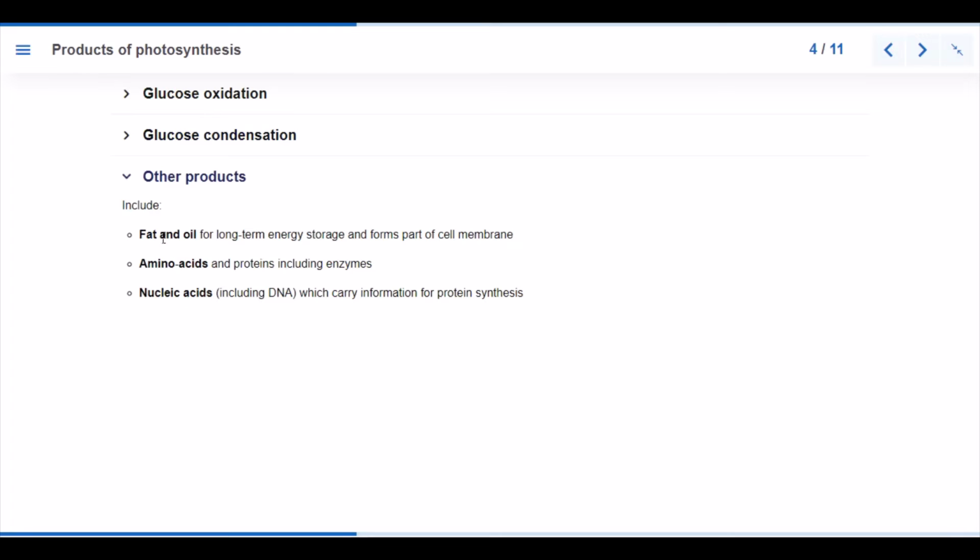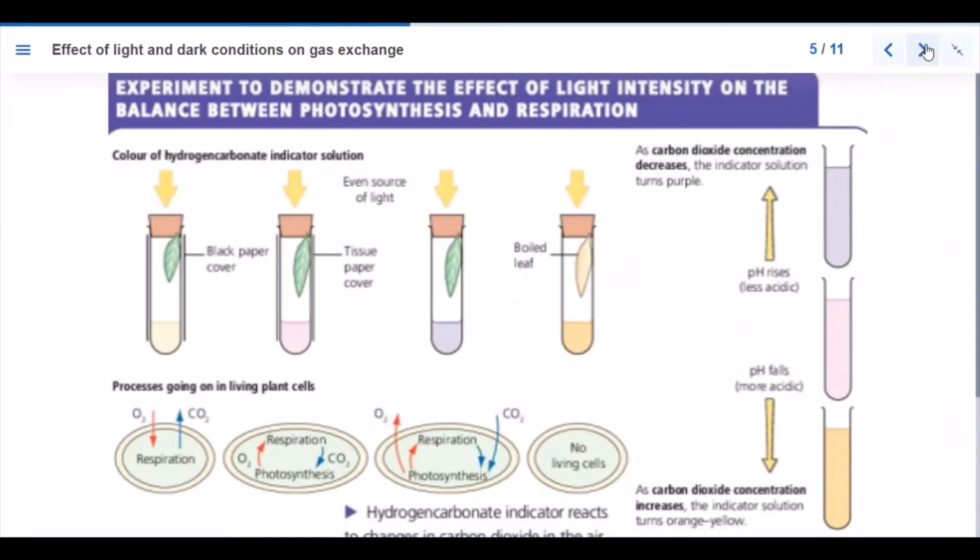Other products of photosynthesis are fat and oil for long-term energy storage, which also form part of the cell membrane, amino acids and proteins, including enzymes, and nucleic acids, including DNA, which carry information for protein synthesis.